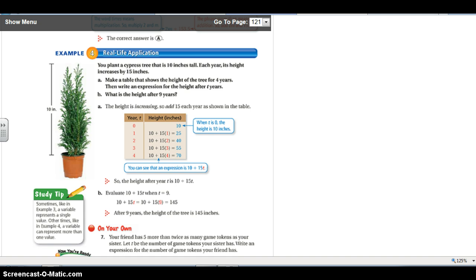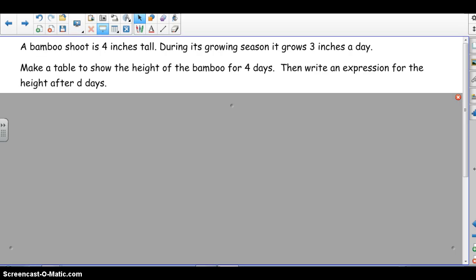Okay, here's what I would like you to do. In your binder again, I would like you to show this example for section 3.2. I would like you to show your complete answer on that paper.